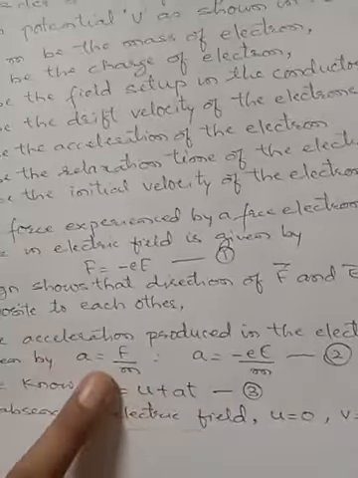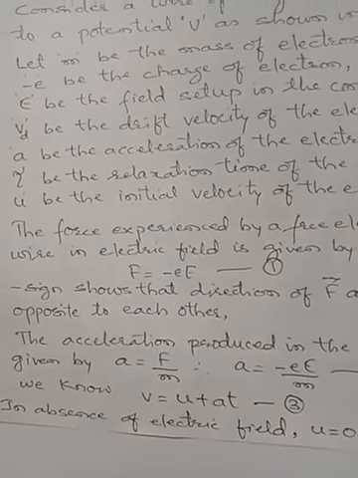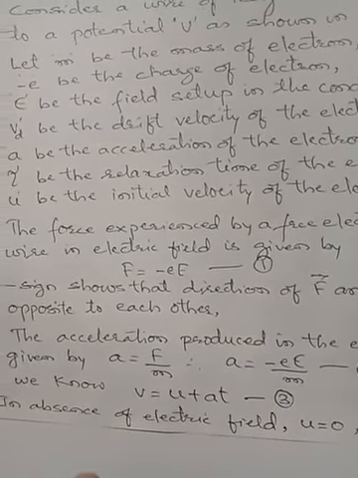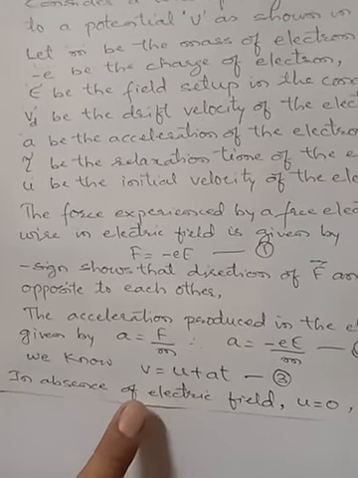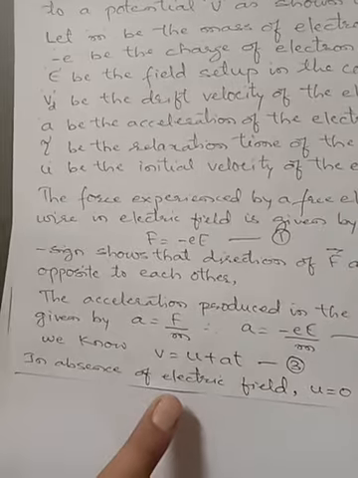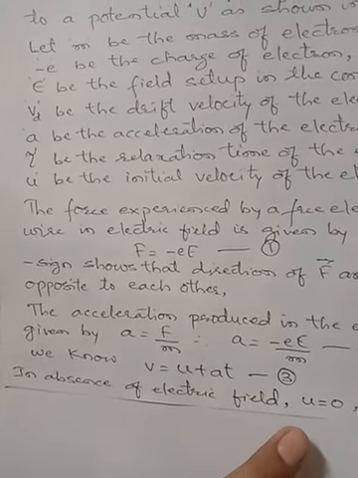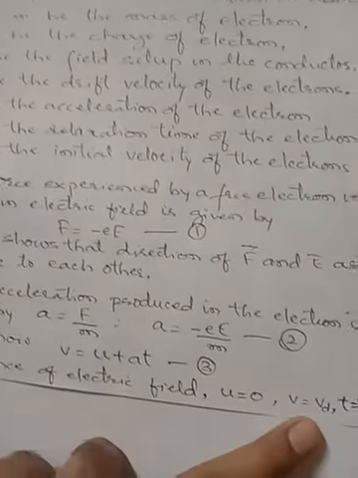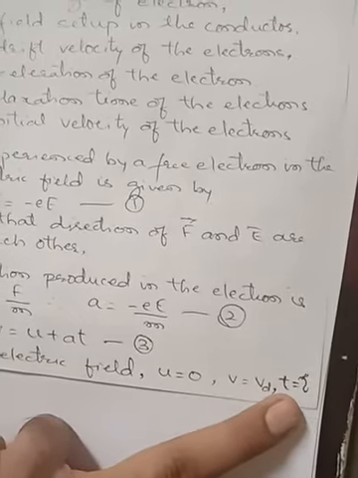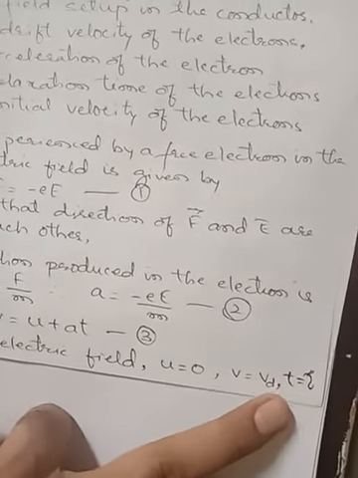Now further, we know that the electrons are moving in a straight line. In the first year we derived the relation v is equal to u plus at. This is the equation of motion of the particle. If we consider the situation just after the electric field is applied, the initial velocity will be 0, the final velocity will become Vd, and small t is equal to tau.